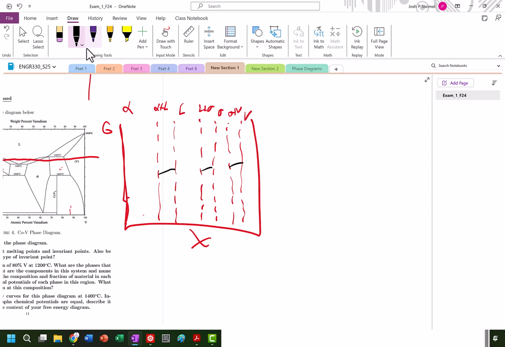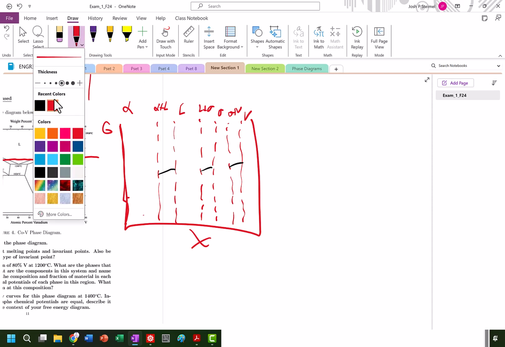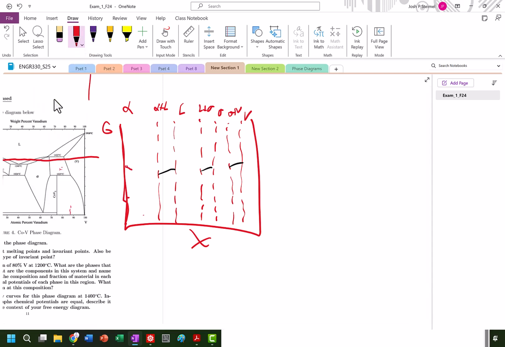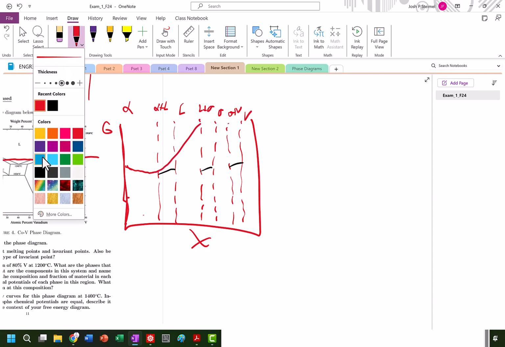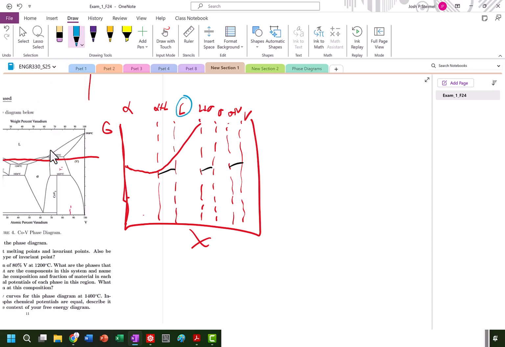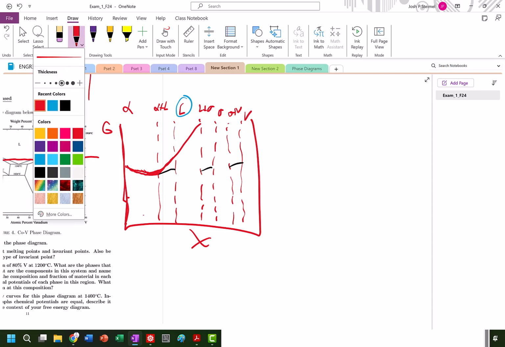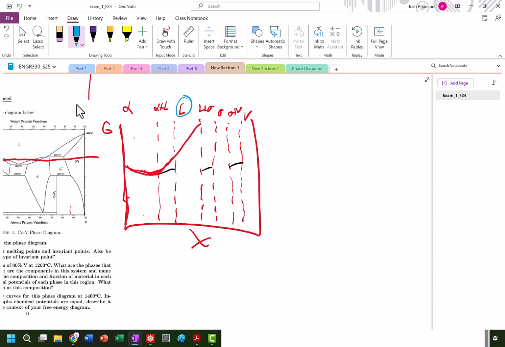I'm going to keep this red as my alpha. So my alpha phase is going to just be hanging out. It's going to touch here, and then it's just going to disappear. My liquid is going to be this blue. So that's my liquid. The liquid and that red should touch, just to make it a little bit clearer. It needs to touch here. You get the picture. My liquid is going to come here, touch, hang out, touch, and then it disappears.